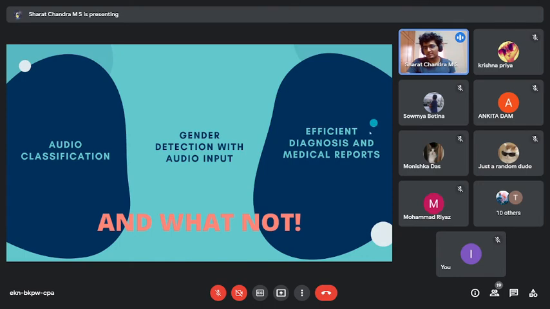And probably the most effective thing for humanity, efficient diagnosis and medical reports. So, like basically, our moms have this inbuilt RNN.